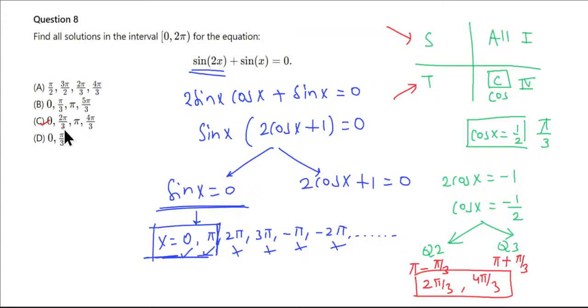So 0, pi, 2 pi. Okay, option C, I think. Option C has all the four answers. So yeah, option C is the correct choice. Does that make sense? I hope it does.